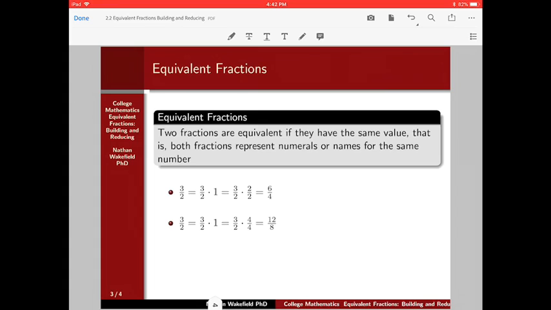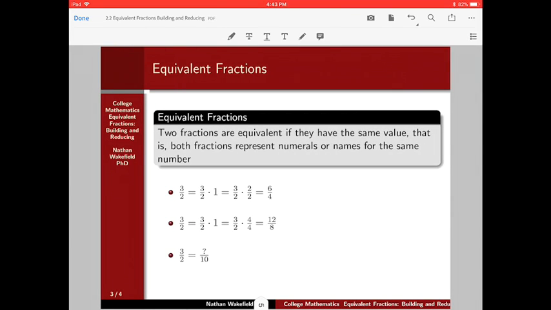Here's another example. So 3 halves, well, again, 3 halves times 1. So that tells me that 3 halves is the same as 3 halves times 4/4. When I multiply these out, 3 times 4 is 12, 2 times 4 is 8. What I find is that 3 halves is the same as 12/8. So again, an equivalent fraction, 3 halves, is equivalent to 12/8. So this is the basic idea of equivalent fractions.